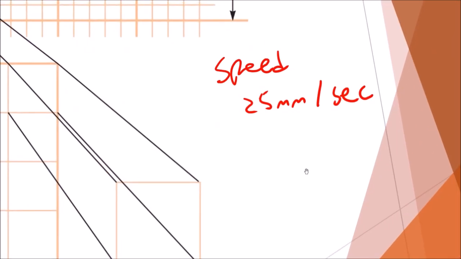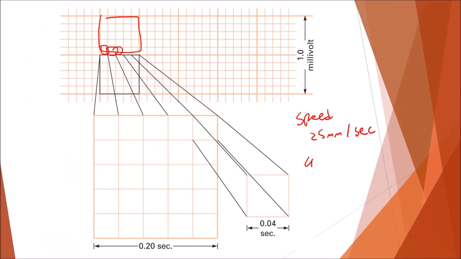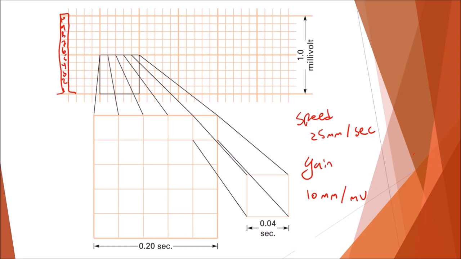Now the gain, or amplitude. It's 10 millimeters per millivolt. Again, we are measuring electricity. These are millivolts, which are very, very small numbers. So what does this mean? This means that for 1 millivolt, you need to have 10 millimeters. So this is 1, 2, 3, 4, 5, 6, 7, 8, 9, 10. So the amplitude is measured this way, and you're going to see that the beginning of the EKG usually has something like this. And so inside of the gain, you should have 10 little squares.